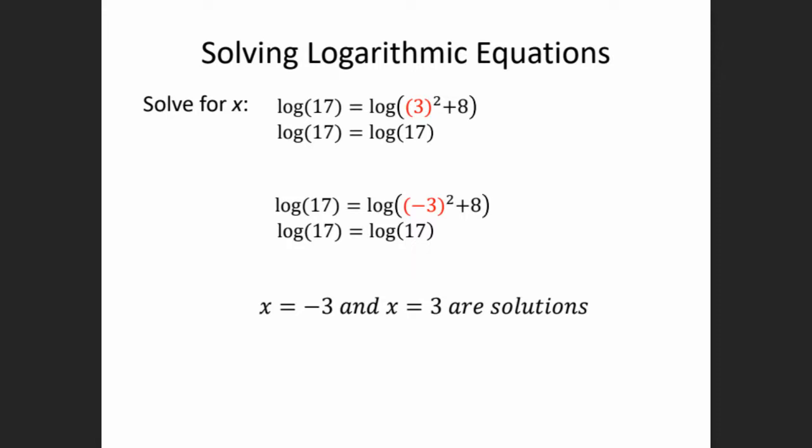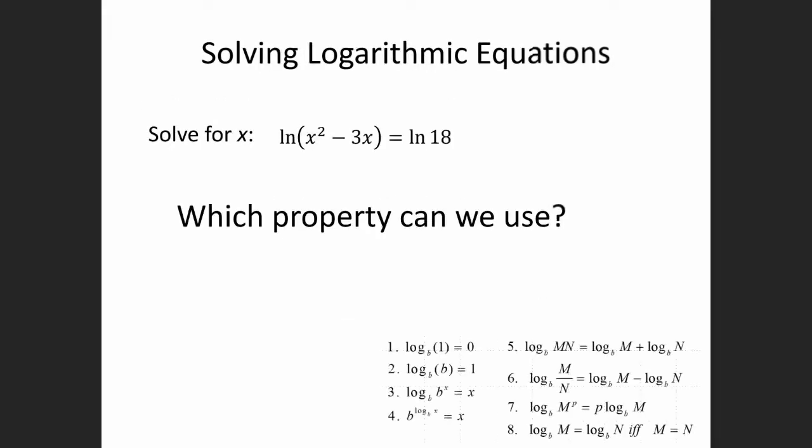So again, I want to stress this. Always check your answer, especially for logs. We cannot have an input for a log that is negative. Okay, keep that in mind.